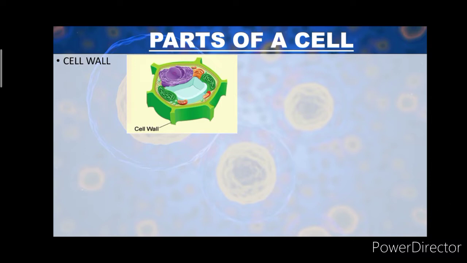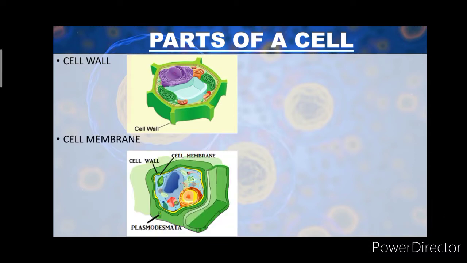Next part of a cell is a cell membrane. Now in this picture you can actually see that the outer covering is named as cell wall, and then below that we have the cell membrane. Cell membrane is present in both plant as well as animal cell. In animal cells, the outer covering is the cell membrane only. Cell membrane is also called as plasma membrane. It is a thin covering outside the cell. It is extremely delicate and flexible. It actually allows things to move inside and to move outside of the cell.